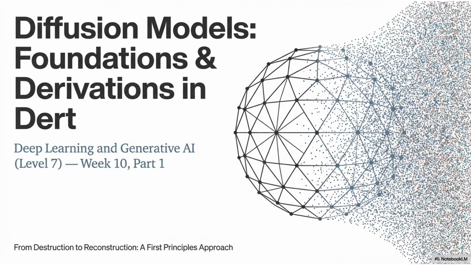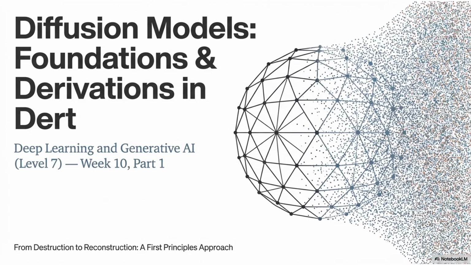So here's our game plan. We'll start with the big picture, see where these models fit into the whole AI universe. Then we'll hit the main intuition, this idea of destruction and reconstruction, before we really get into the nitty-gritty of the forward and reverse processes. After that, we'll see how the model actually learns, and then we'll tie it all together with a nice summary.